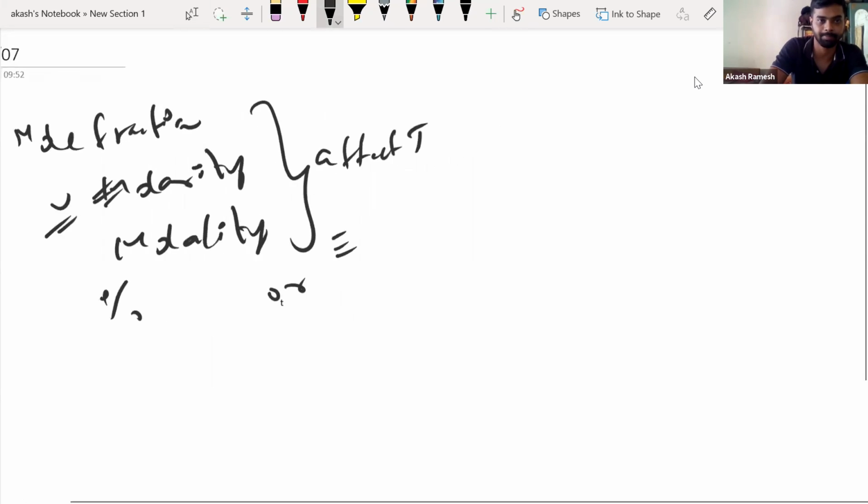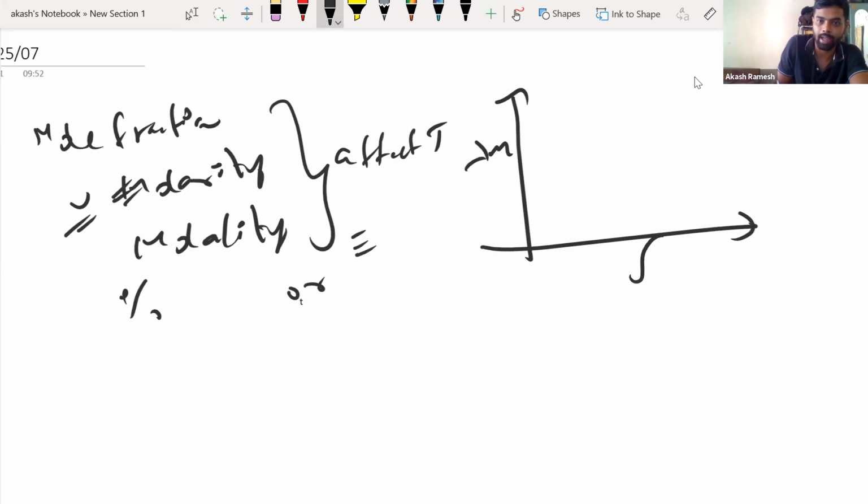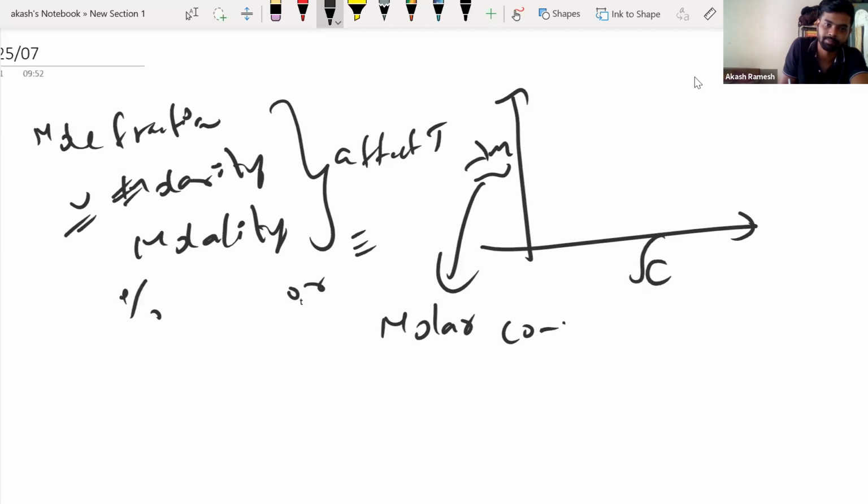Fine. So this all started with the graph, right? The graph basically was between lambda m and root c. Before we move on to this, we'll try to understand what is lambda m, right? So lambda m, how do I define it? Lambda m is nothing but molar conductivity.